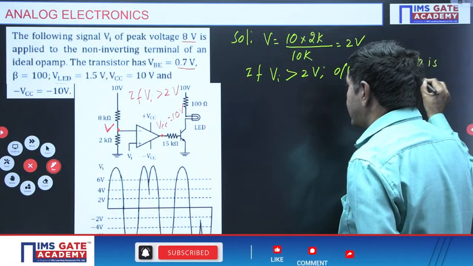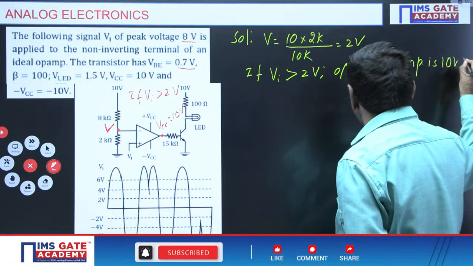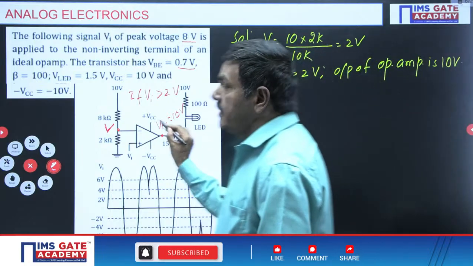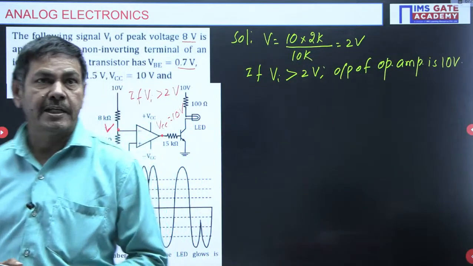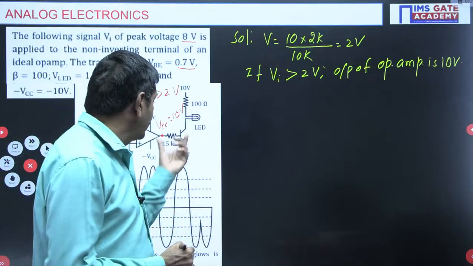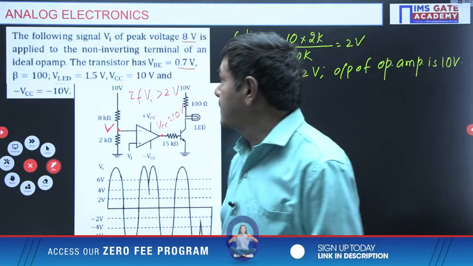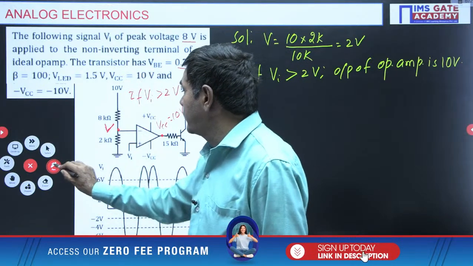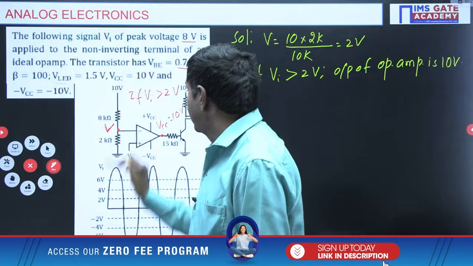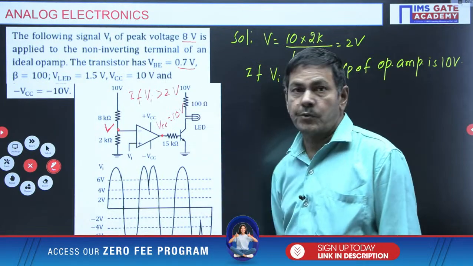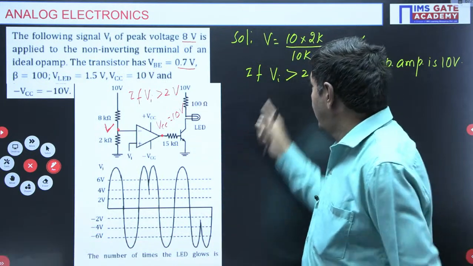The op amp output is 10 volts now. If I am getting the base voltage of 10 volts, what is going to happen? Now the transistor is on. If the transistor is on, collector current is going to flow in the circuit. Then the LED glows. What is the meaning of this?